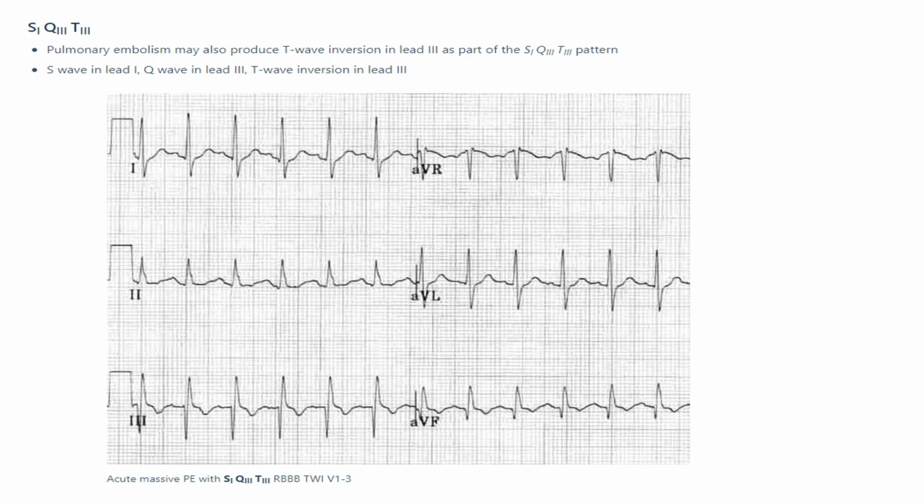Okay, S1Q3T3 I have already told you. As you can see here, the prominent S in lead 1. Then in lead 3 you will get a prominent Q and T inversion. This is the S1Q3T3 pattern. This is a very characteristic finding in case of pulmonary embolism, but it is not specific and it is seen in only 10% of cases of pulmonary embolism.